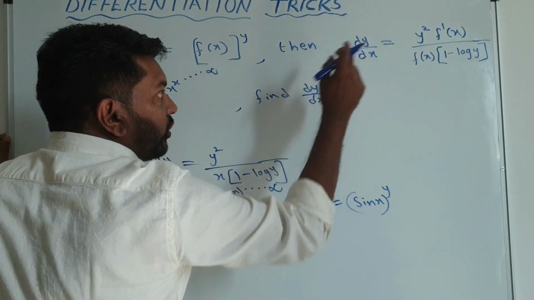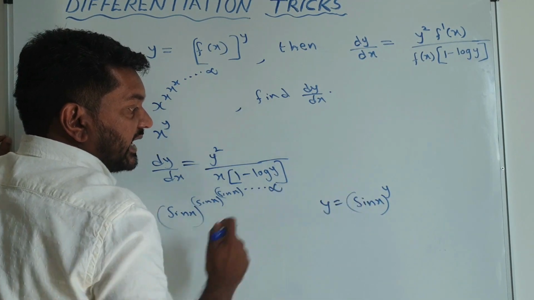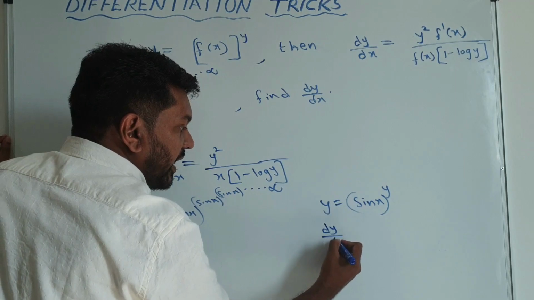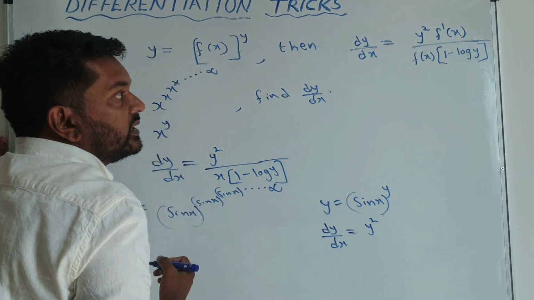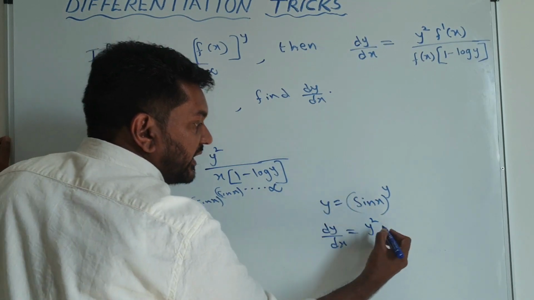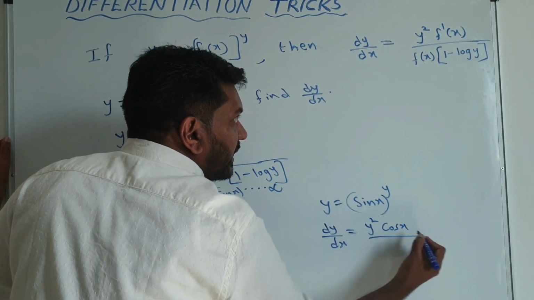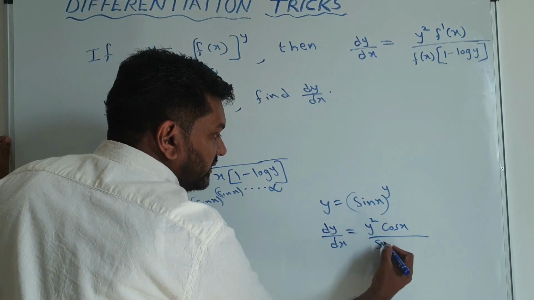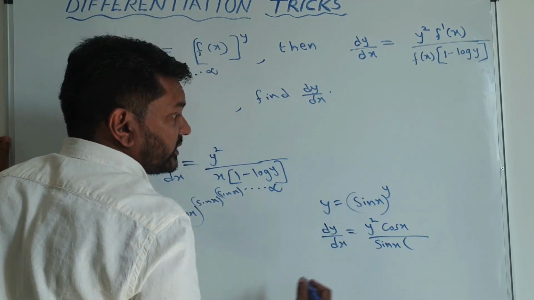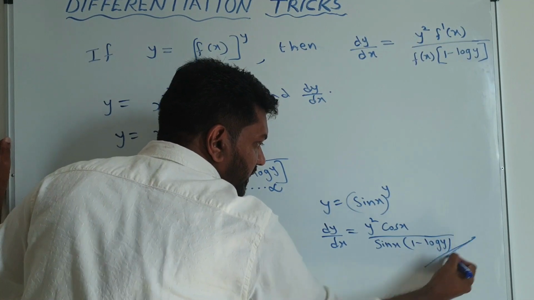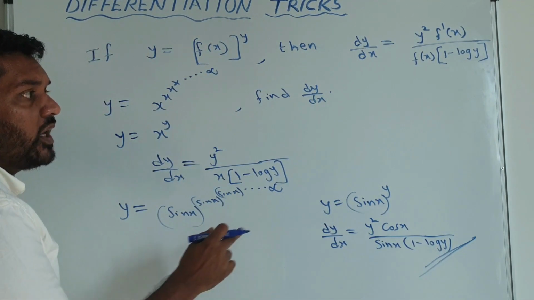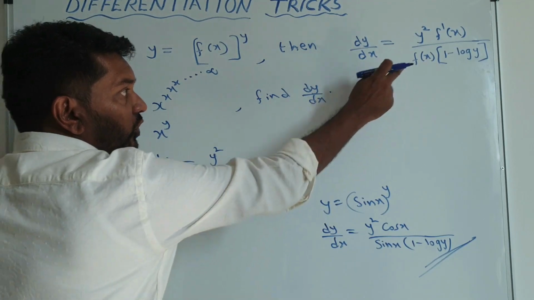Now compare with this formula. What is your f of x? Sin x. So I can write dy by dx equals y square into f dash x. Sin x derivative is cos x, divided by f of x, which is sin x, into 1 minus log of y. This is the final answer for this. You got the answer really fast if you know this.